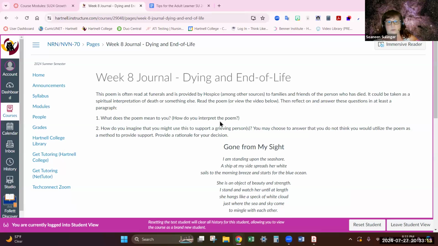So that's all you have to do. What does it mean to you? And how do you imagine that you might use it to support or not support a grieving person?